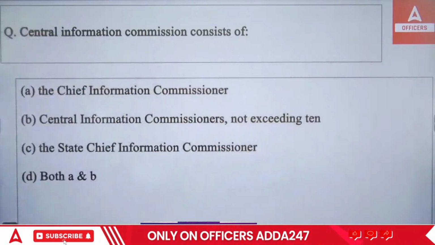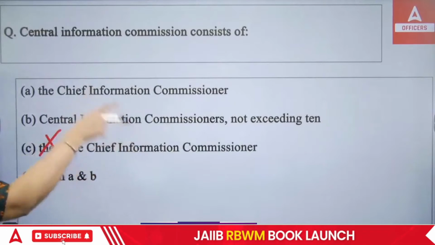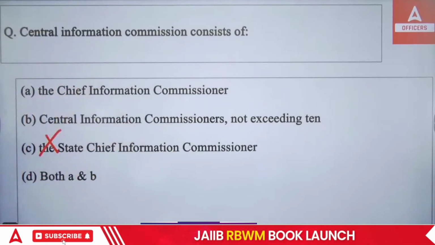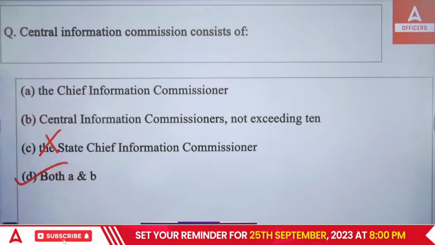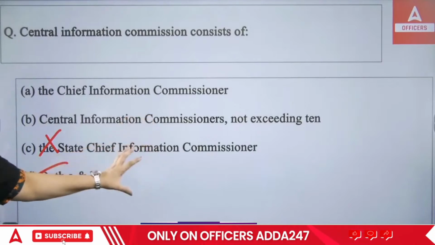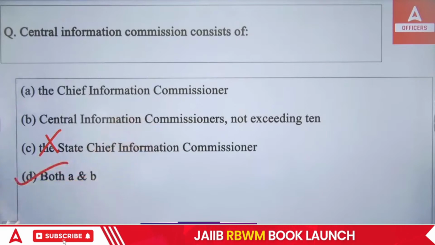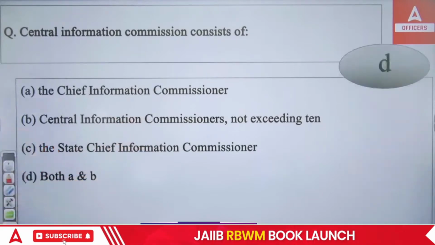The right answer to this question will not be the State Chief Information Commissioner, who will be in the State Information Commission, not in the Central. The right answer will be D, that is both A and B. If we are talking about a State Chief Information Commissioner, this will be under the State Information Commission. So the right answer will be D, both A and B.